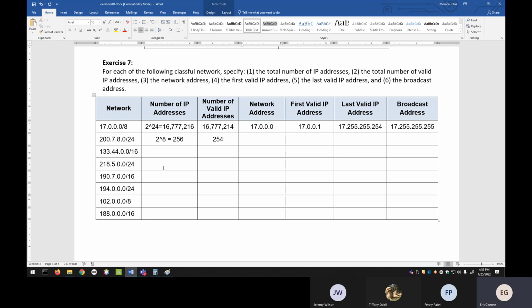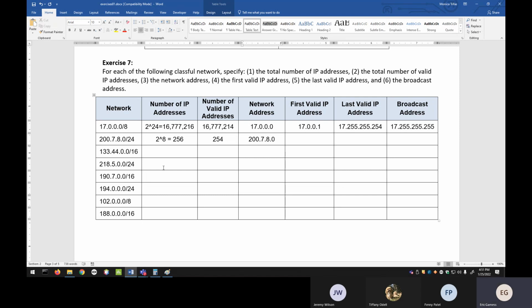Now, what will be the network address? The first IP address of this network will be what? Of course, it will be 200.7.8.0. I cannot change the 200.7.8.